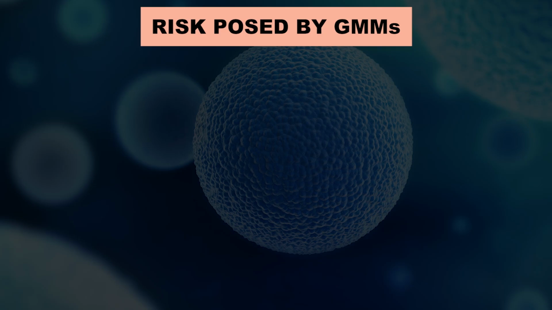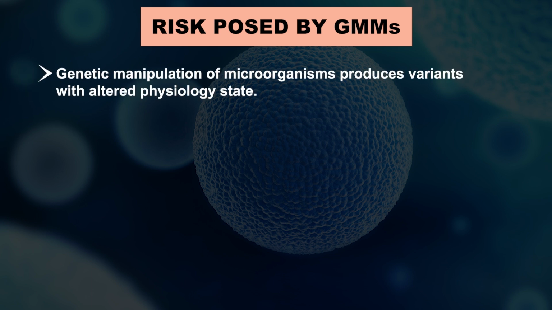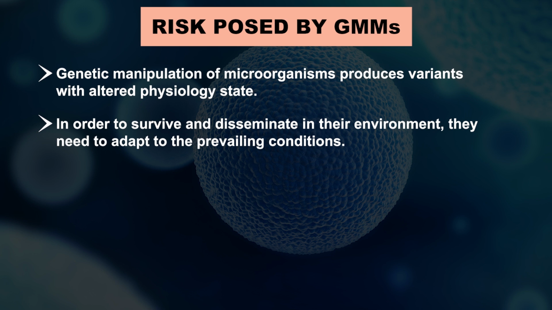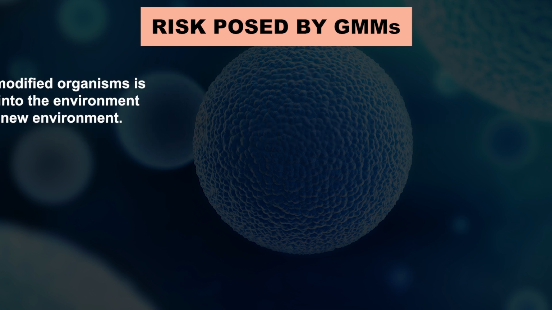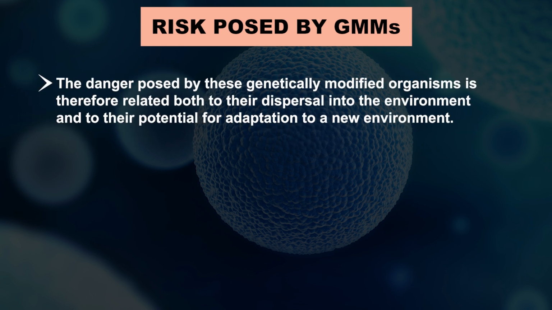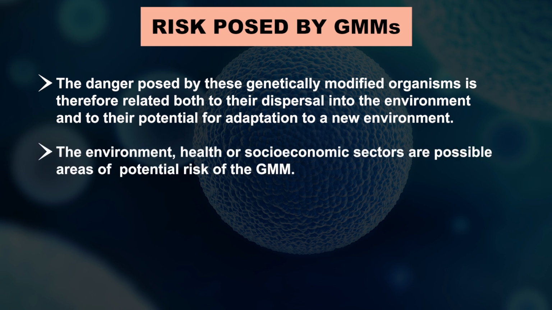Risk posed by genetically manipulated microorganisms. Genetic manipulation of microorganisms produces variants with altered physiological state. In order to survive and disseminate in their environment, they need to adapt to the prevailing condition. The danger posed by the genetically modified organism is therefore related both to their dispersal into the environment and to their potential for adaptation to a new environment. The environment, health and socio-economic sectors are possible areas of potential risk of genetically manipulated microorganisms.